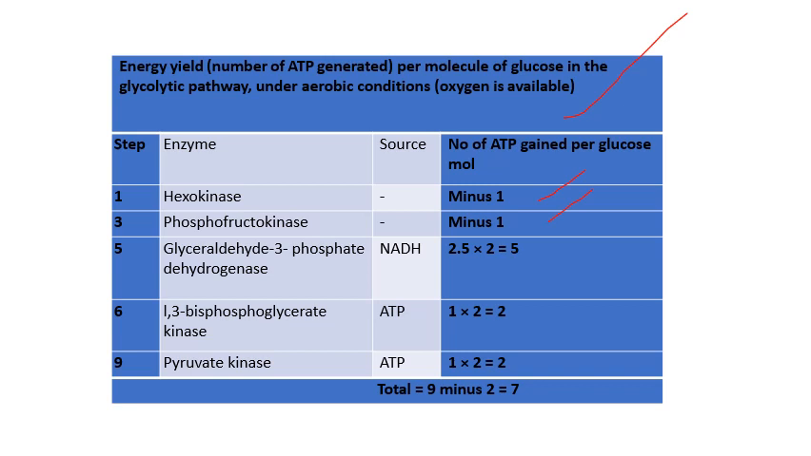That is the glyceraldehyde 3-phosphate dehydrogenase enzyme. We get 5 ATP through NADH, which goes to the ETC. Then step 6 and 9, again 2 substrate level phosphorylations. So total 5 plus 2 plus 2, that is 9 ATP overall produced. We have to subtract the initial ones utilized for the first and third steps. So 9 minus 2, 7 ATP generated in aerobic glycolysis.